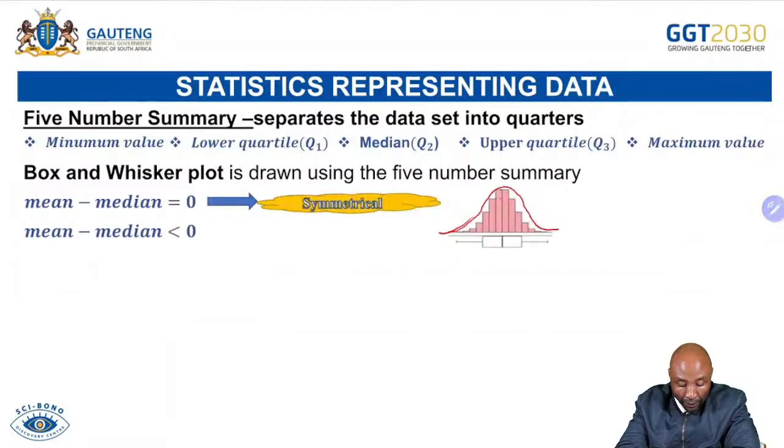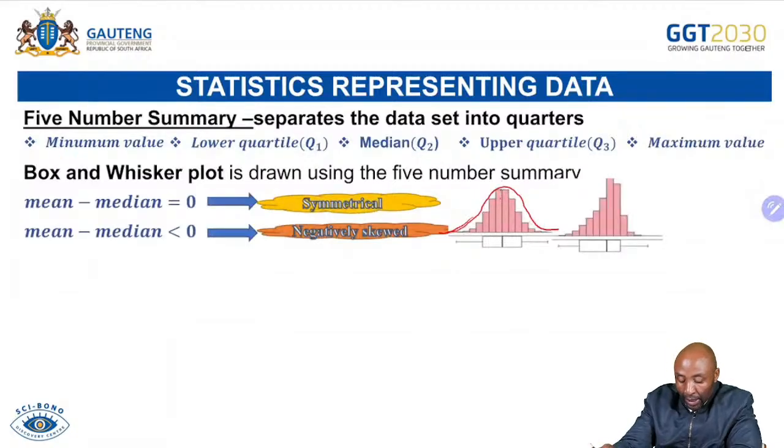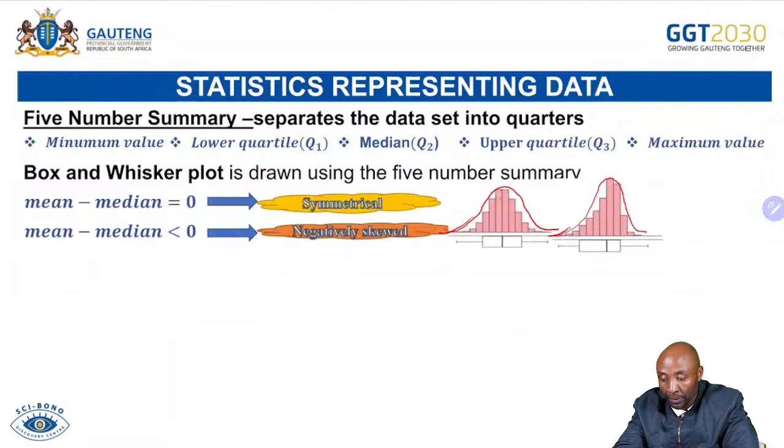Then we have our mean being less than the median, and if we subtract, we get a negative answer. We say our data is negatively skewed, or skewed to the left. And you will find our normal distribution curve will tail more to the left.